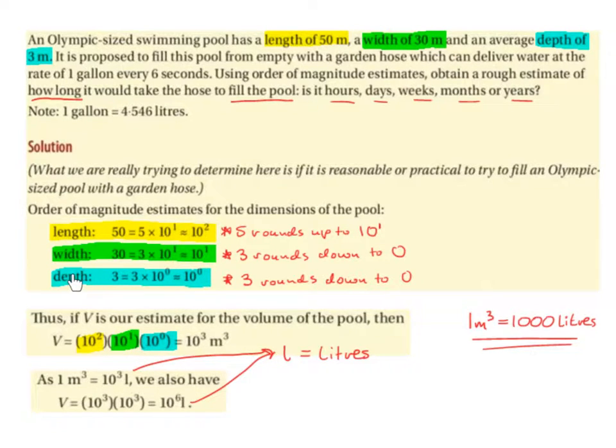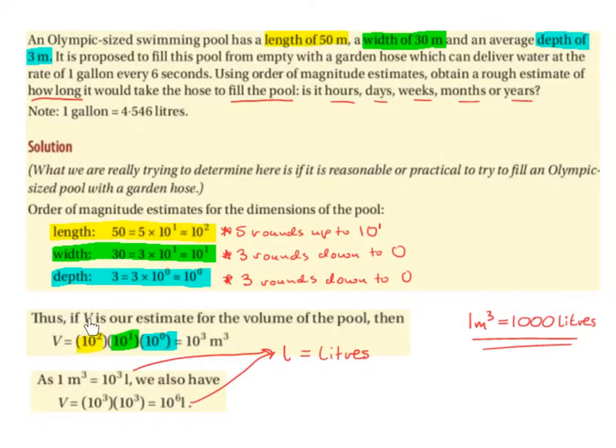And the depth is 3, which is the same thing as 3 times 10 to the power 0, because remember 10 to the power 0 is 1, anything to the power 0 is 1, so that's really 3 times 1, which is 3. And this rounds off to 10 to the power 0, because the 3 will round down to 0, so all you're left with is this 10 to the power 0.